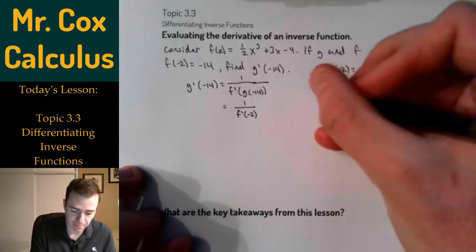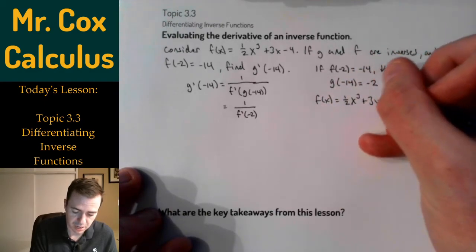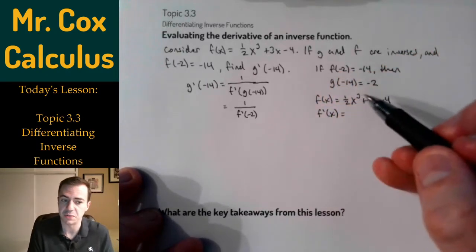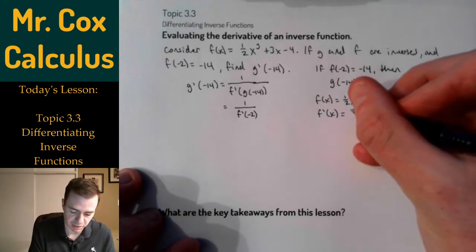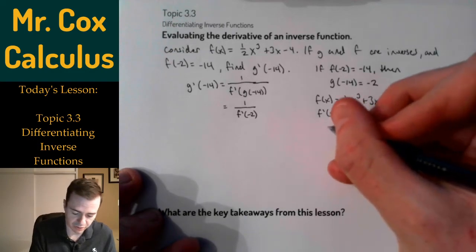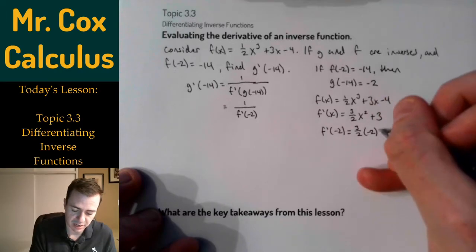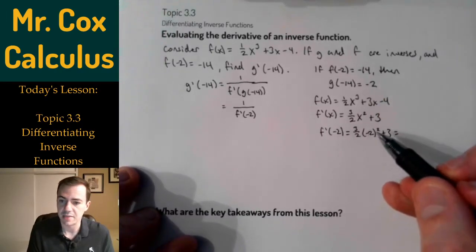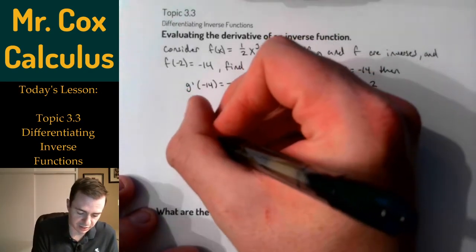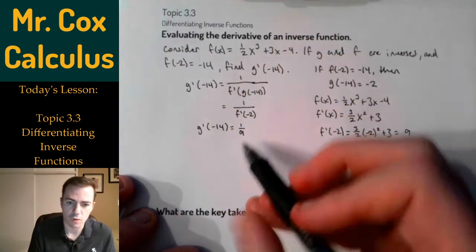Here's f of x. So f of x is 1/2 x cubed plus 3x minus 4. That means that f prime of x is equal to, just using my basic derivative rules, 3/2 x squared plus 3. And so if I want to evaluate it now at -2, f prime of -2 is 3/2 times -2 squared plus 3. That's 4. That becomes 6 plus 3, which is 9. So we can finally say g prime of -14 is equal to 1 over 9.